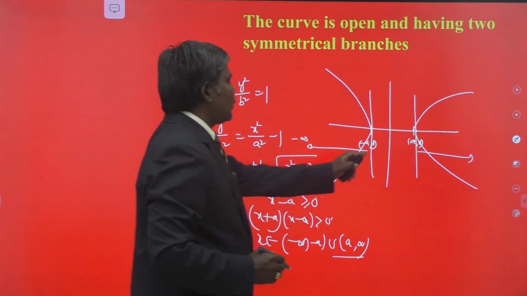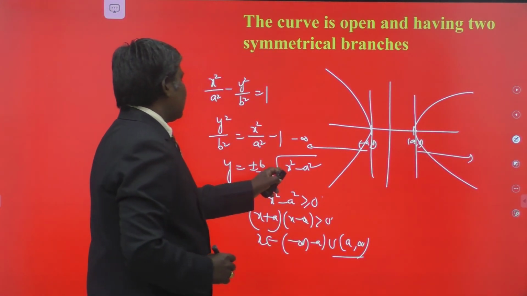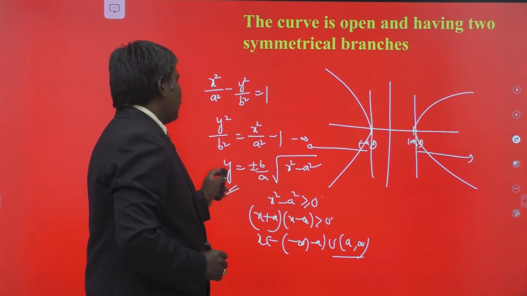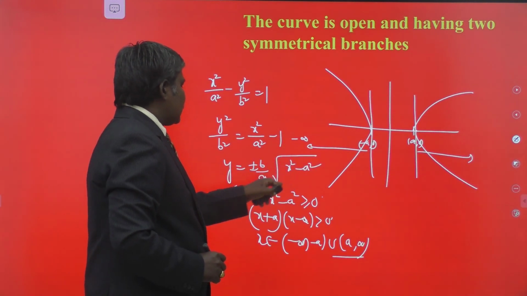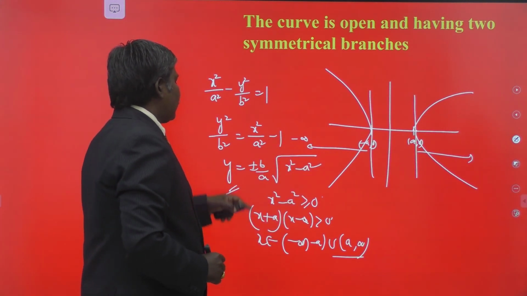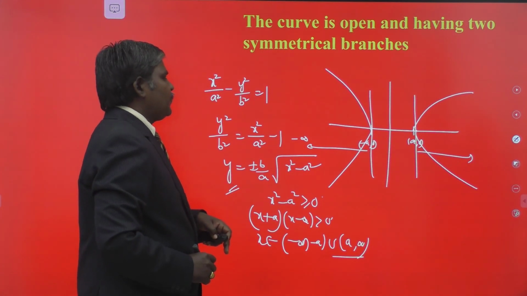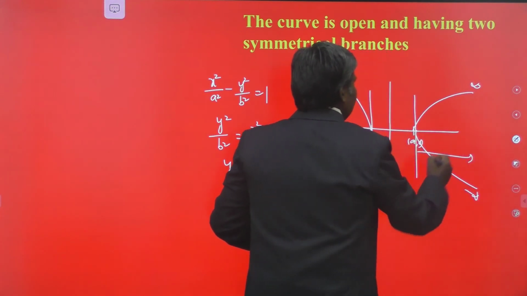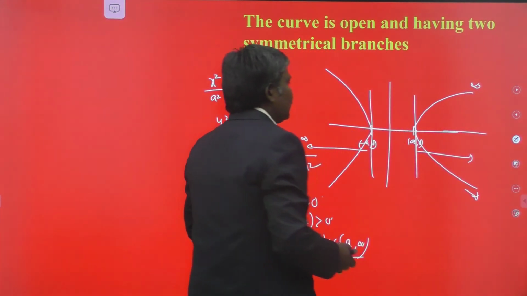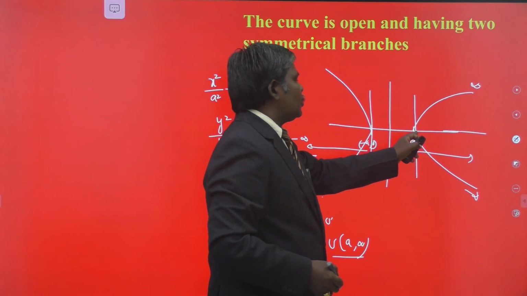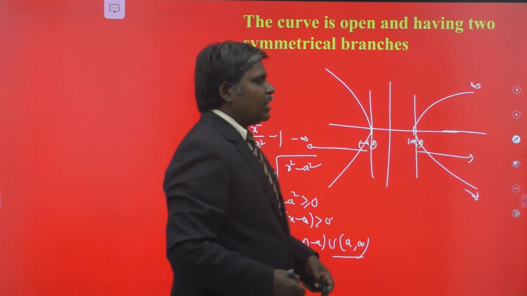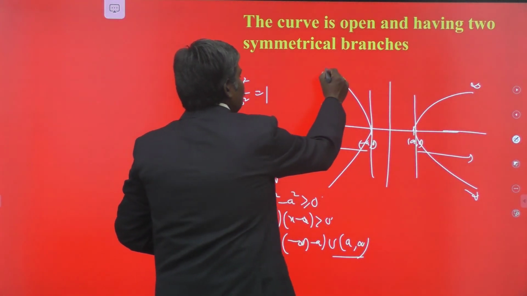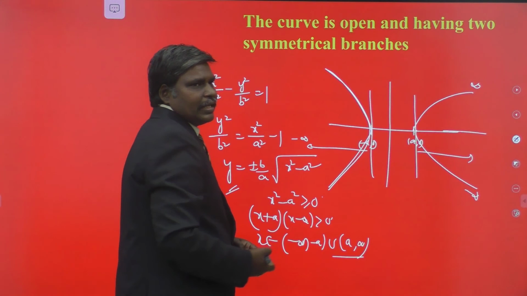As x increases from a to infinity, what are your y values? When x = a, your y is 0. As x increases, y also tends to infinity. Both values of y tend to infinity numerically. If it is plus infinity, automatically it is minus infinity. Both values increase from 0 to infinity numerically. Therefore, the curve is open and has two symmetrical branches as shown in this figure.